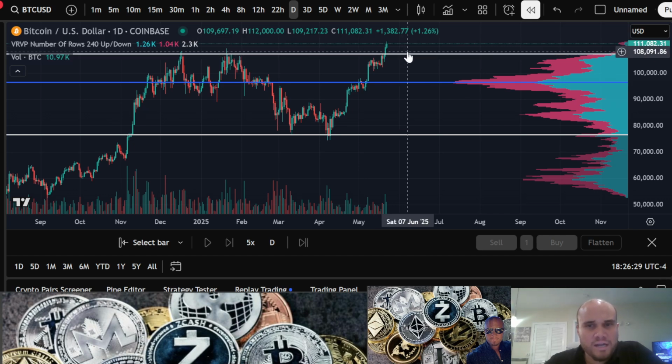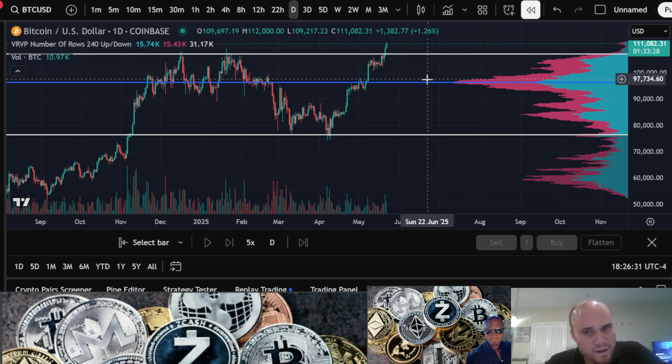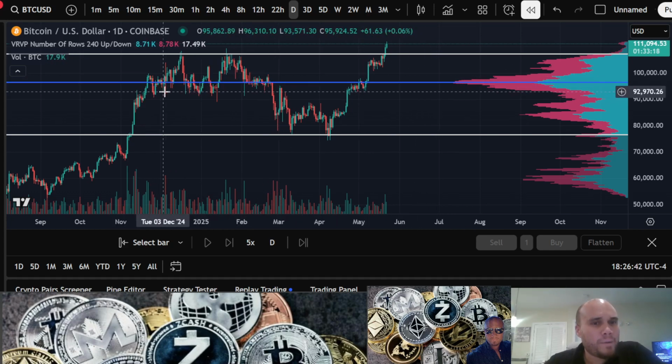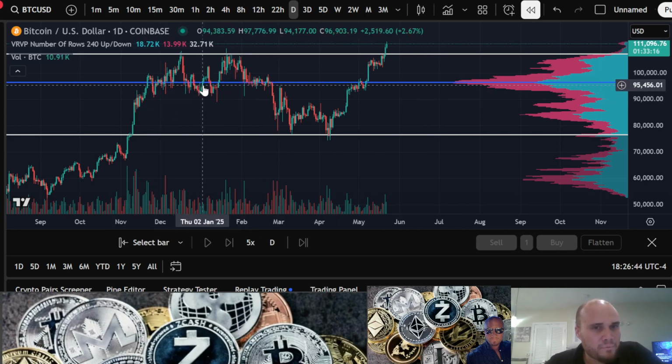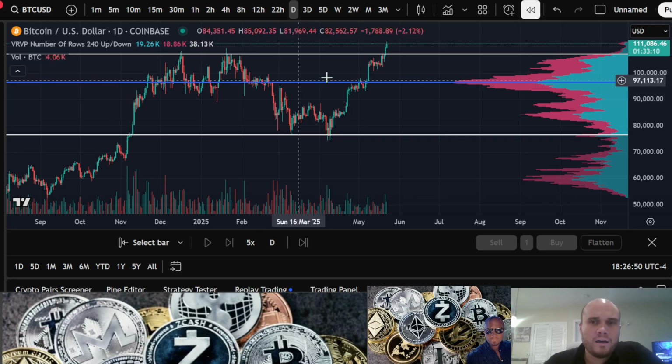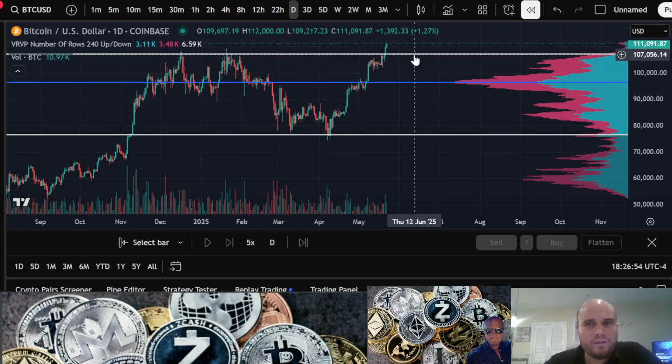And if we're not able to use that as support, then we're going to probably break down again to the point of control sitting at $96,700 Bitcoin, where the majority of people bought and sold Bitcoin at that price here in December, in January, and even February of 2025 here. That would be our next expected area if we lose the value area high here at $107,000.